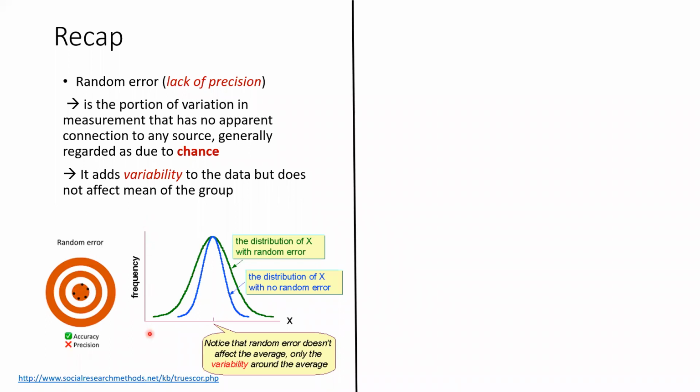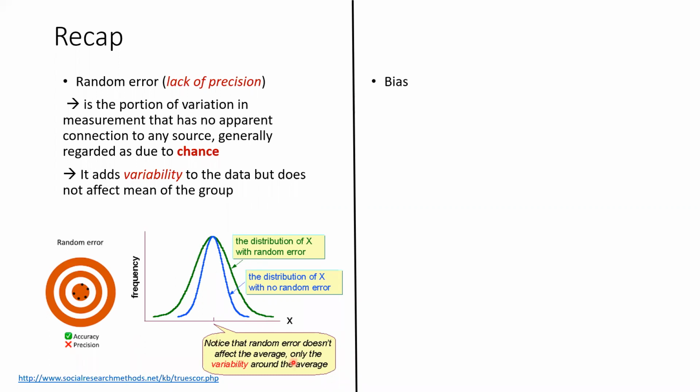And if we want to see it in this graph, the blue is the truth, and the green would be the consequence of random error. If we see the green curve, the average is the same as the blue one, so the truth. However, you can see that the random error adds variability around the average. So you see the curve is larger than the blue one.